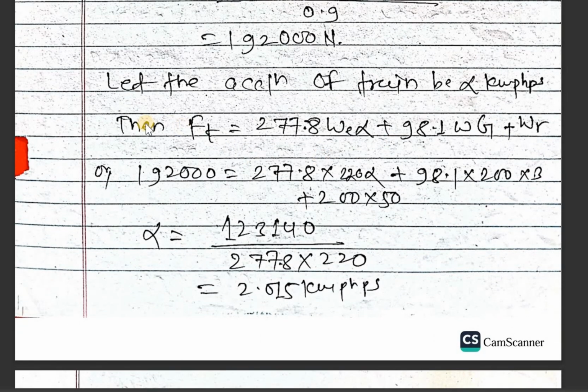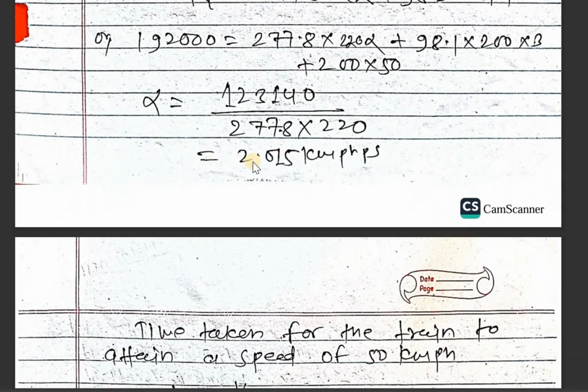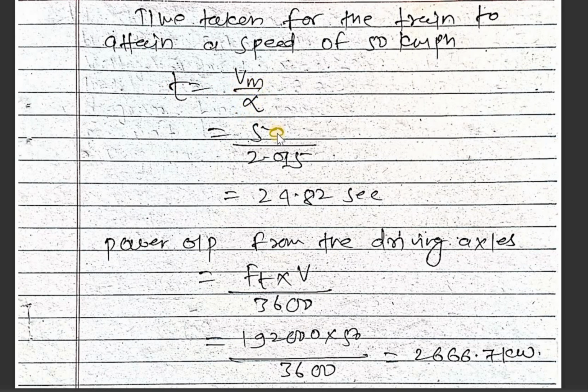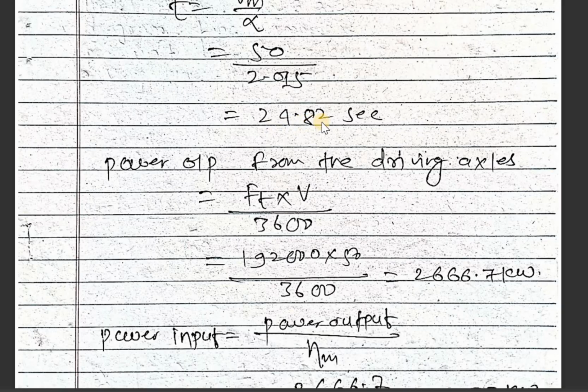So Ft equal to 277.8 We alpha plus 9.81 Wg plus Wr. So put all these values and you can get the value of alpha equal to 2.015 kilometer per hour per second. So time taken for the train to attain a speed of 50 kilometer equal to V upon alpha. So 50 upon 2.015, that is 24.82 second.